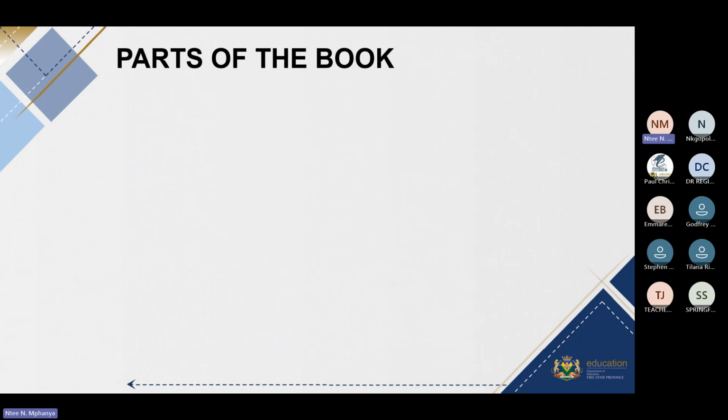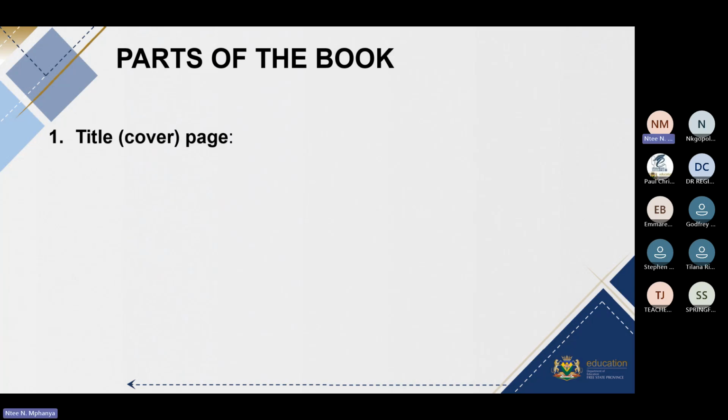Now, after this, there came the book. With the advent of a book, they decided to divide it into parts or sections. And that is what we are going to look at in today's lesson: those parts or sections of the book that are very essential for every reader to take note of.